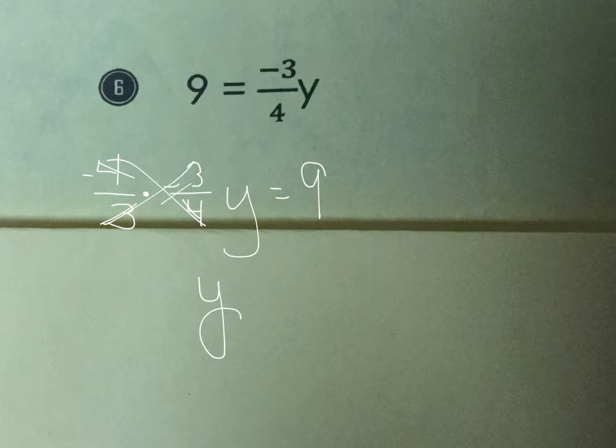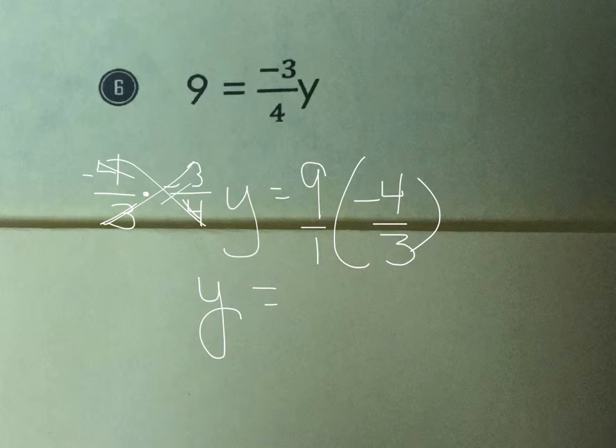It isolates the variable. What you do to one side, you have to do to the other, times negative 4/3. And then I can cross simplify. 3 divided by 3 is 1. 9 divided by 3 is 3. 3 times negative 4 is negative 12, because you have a positive 9 divided by a negative 4/3.